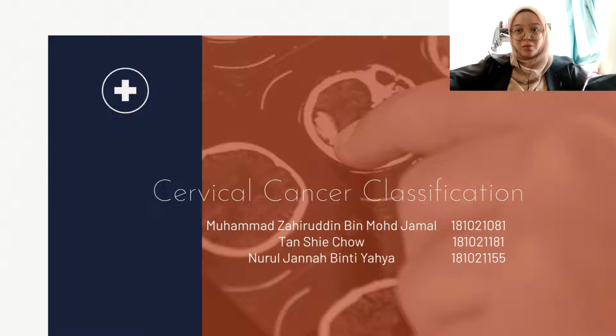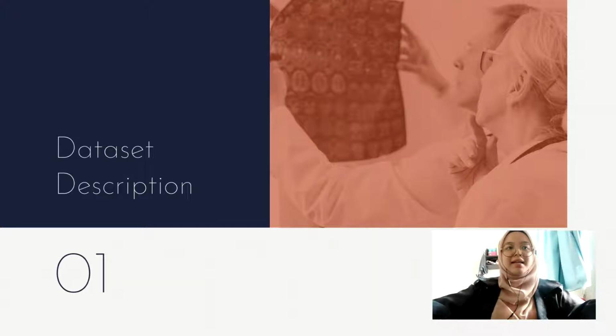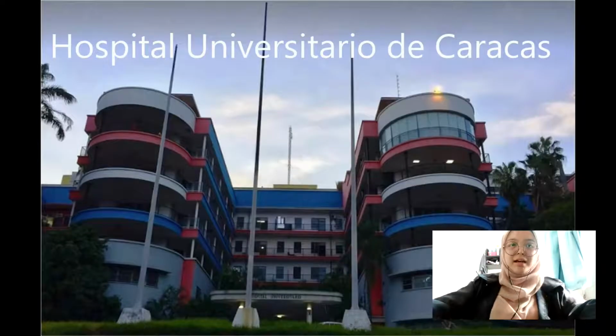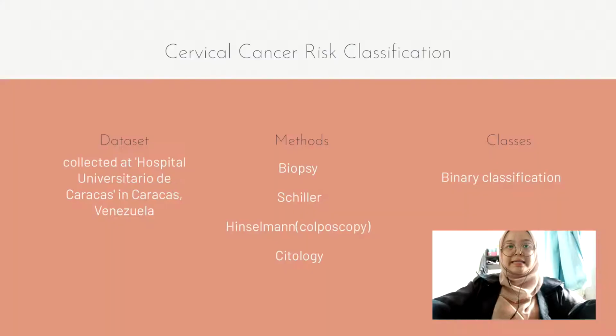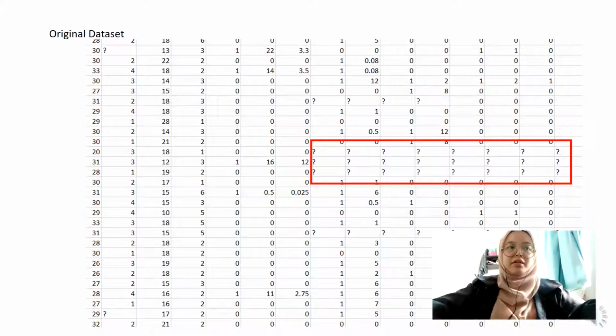The title for our group project is Cervical Cancer Risk Classification, and we're going to explain our dataset. The dataset was collected at Hospital Universitario de Caracas in Caracas, Venezuela. The dataset comprised demographic information, habits, and historic medical records of 858 patients. Several patients decided not to answer the questions because of privacy concerns. This created some missing values in our dataset.